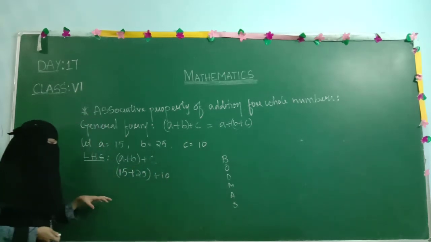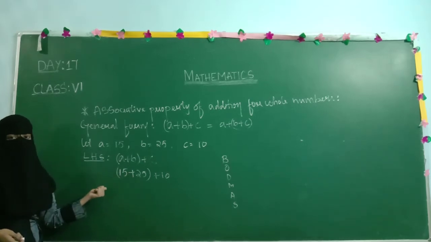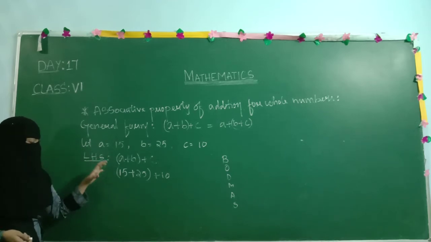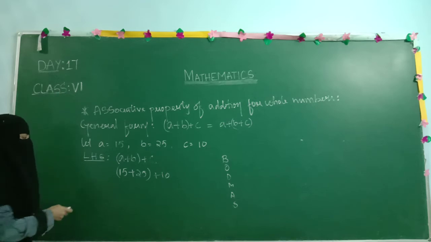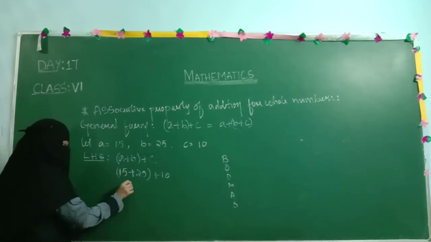So what are the terms present in the bracket? 15 and 25, and the operation is given as plus, so we have to go for the addition. Because of that reason, first we are solving the terms present within the brackets. So 15 plus 25, how much is it? Yes, exactly, it is 40.